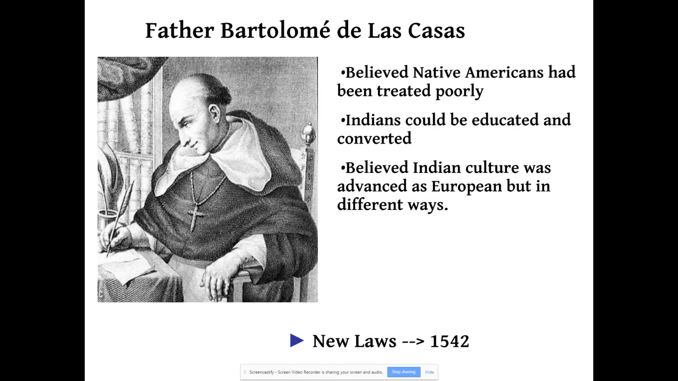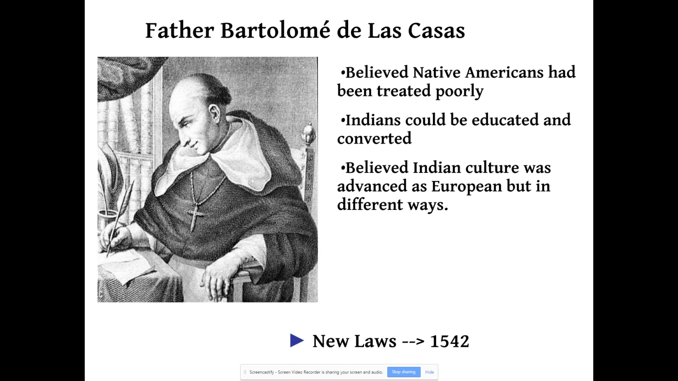But just to again recap, De las Casas is someone that we're going to be reading a primary source by. Again, he spoke out about the poor treatment of Native Americans and wanted them to be treated better. However, ironically, his solution to this problem was to import African slaves to use in place of Native Americans.